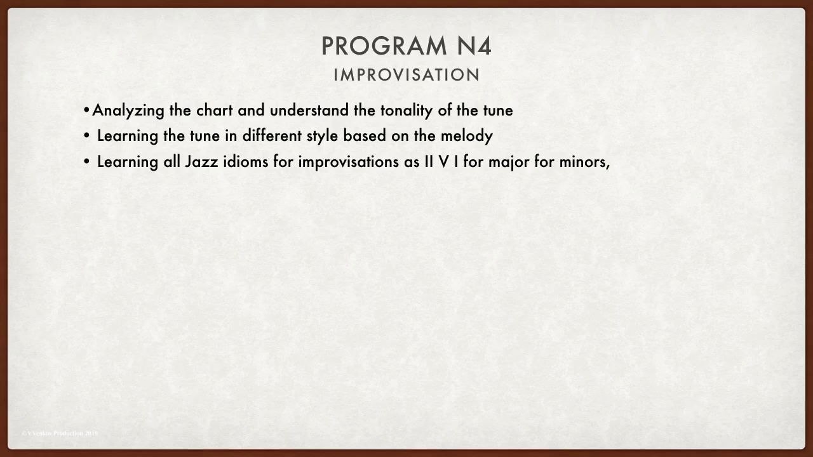The next thing is we have to learn all the jazz items for improvisation, such as 251 for major and for minor. This is also a part of the chord functions theory, and here I can explain it to you as well.